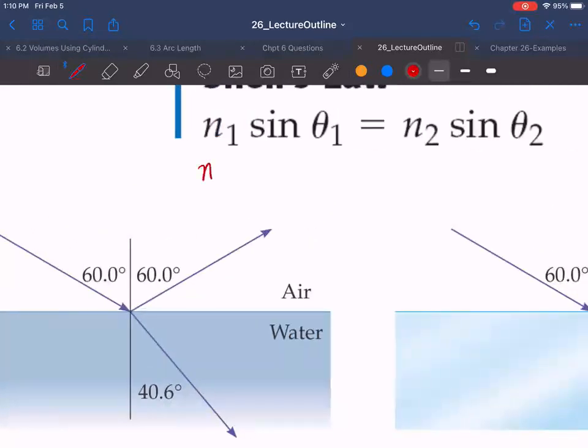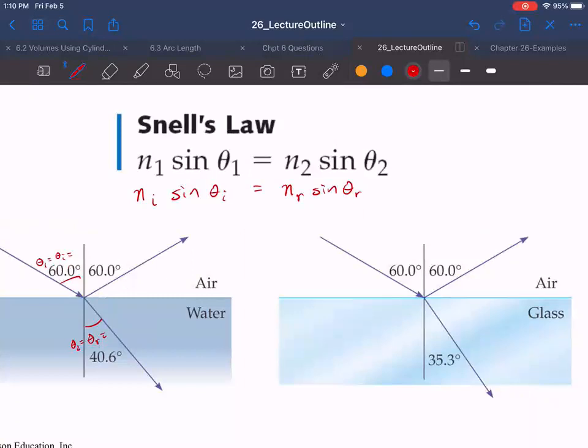If you want to think of it this way, you can think of this as the index of the incident material times the sine of the incident angle is equal to the index of the refracting material times the sine of the refracting angle. This 60 degrees here would be theta 1 or theta I, whichever way you want to do it, and this would be the refracting angle, or theta 2, the second material. The material it goes into versus the material it comes out of.